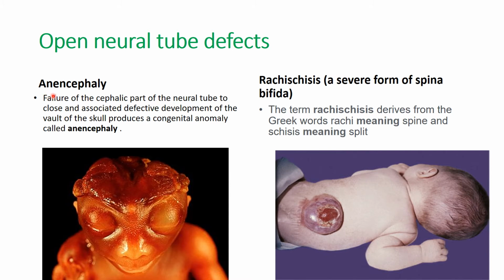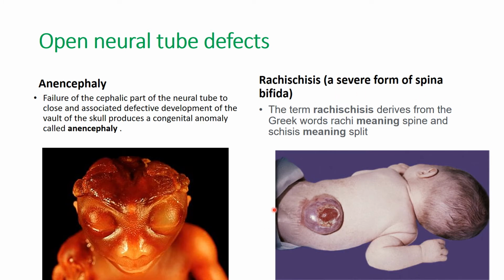The condition is called anencephaly. It is because of the failure of the cephalic part of the neural tube to close and associated defective development of the vault of the skull. There is no bone covering this, which is called the vault, producing anencephaly. There is one other condition called rachischisis, a severe form of spina bifida.